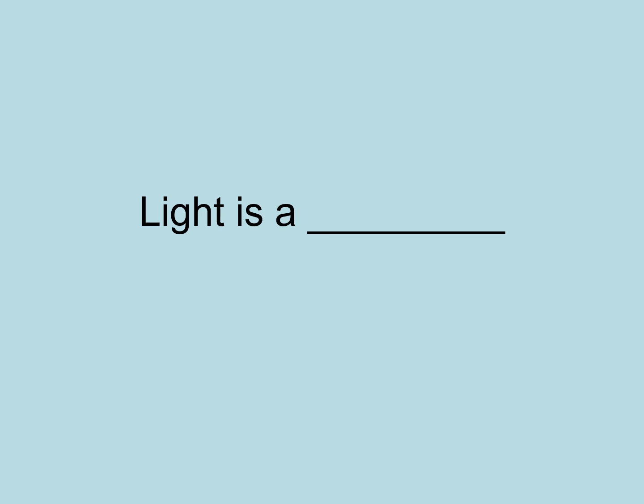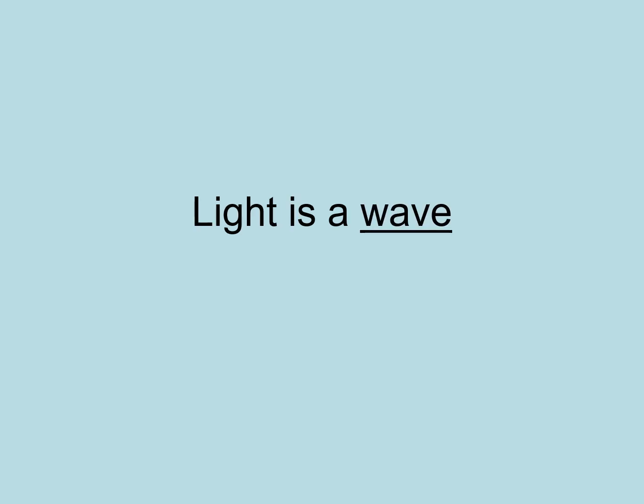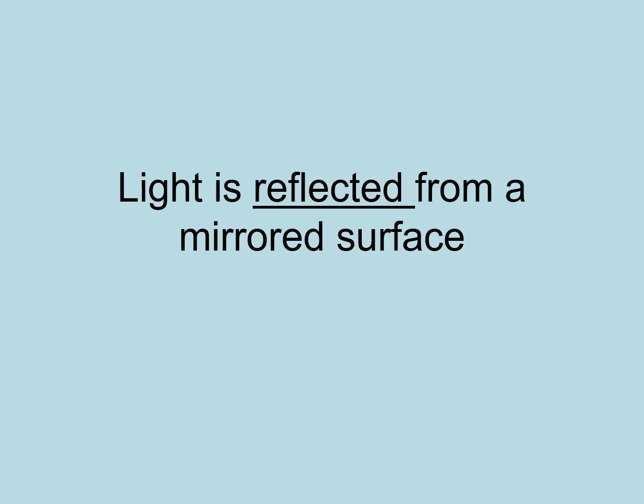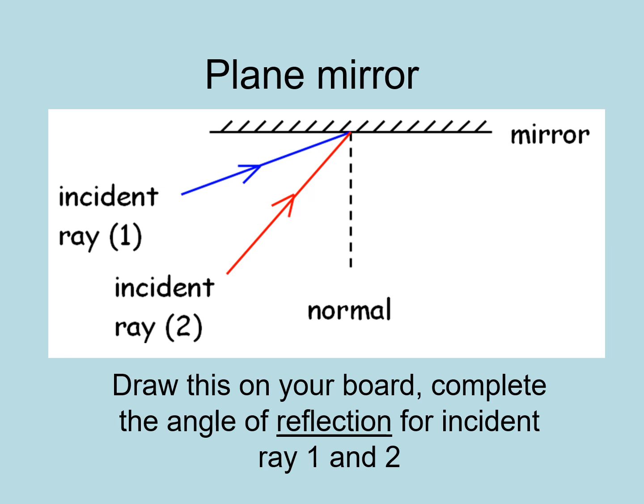Light is a wave. Light is reflected from a mirrored surface. Here's a diagram showing two incident rays onto a plane mirror. You're asked to draw a diagram showing the angle of reflection for both the incident ray 1 and ray 2.